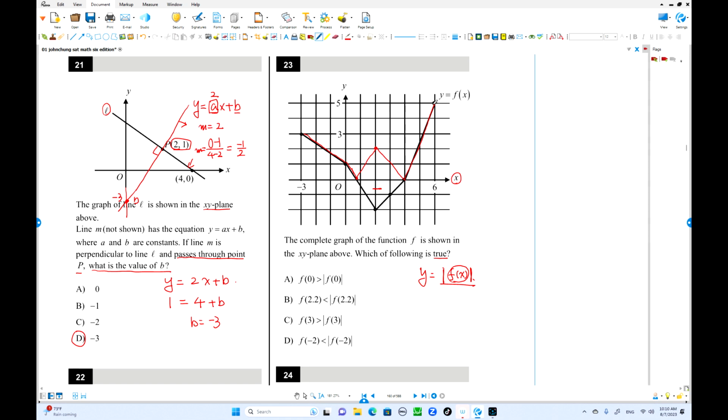So which of the following is true? Where is f of 0? f of 0 is over here, right? That is negative 2. The absolute value of f of 0 is positive 2. But negative 2 is not greater than positive 2, okay? Second one, 2.2. Where is 2.2 here? Around the point 2 over here. f of 2.2 is negative, but the absolute value of 2.2 is positive, and this is definitely greater than the other one, okay? So choice B is the answer.